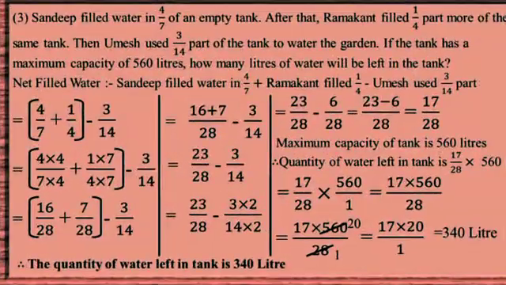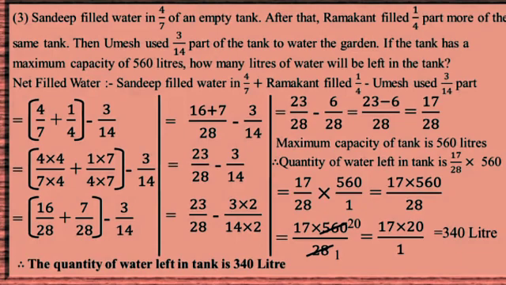Students, question number 3: Sandeep filled water in 4 upon 7 of an empty tank. After that, Ramakant filled 1 upon 4th part more of the same tank. Then Umesh used 3 upon 14 part of the tank to water the garden. If the tank has a maximum capacity of 560 liters, how many liters of water will be left in the tank?